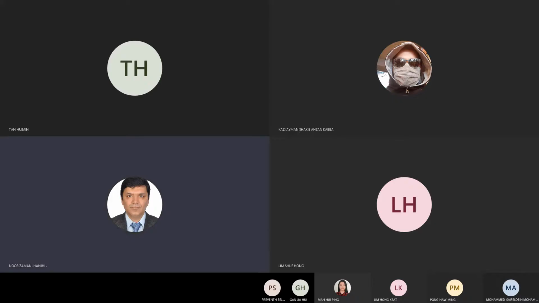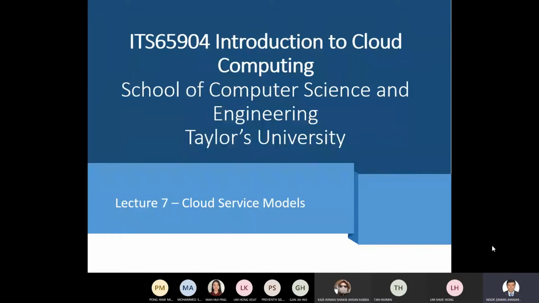So today we are going to start about the cloud service models. As you are aware, we already discussed what they are, how they are important, and how they are different from each other. And we will see which model is important for any sort of organization or industry.